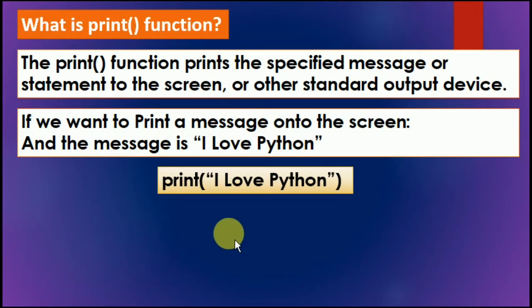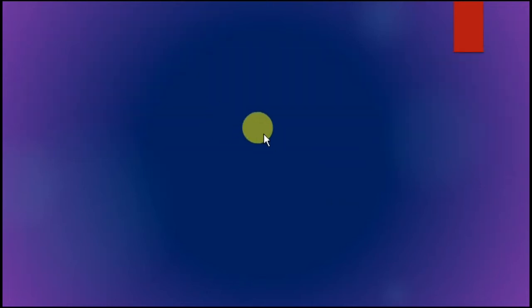So here it is: print, then a bracket, double quotes, then write the statement, close the double quotes, and close the bracket. The print is written in small letters; the P is not capital. When we execute this line, it will display "I love Python". I'm going to show you that also, how it works.